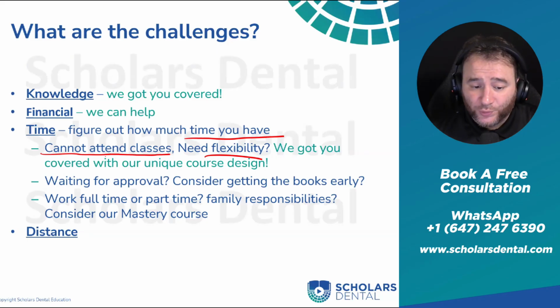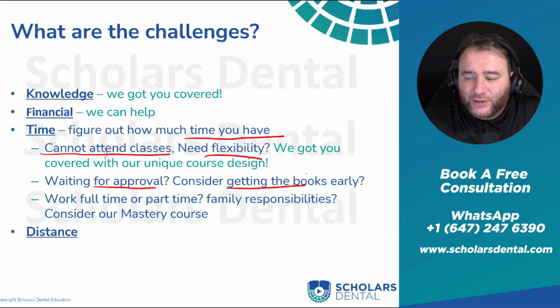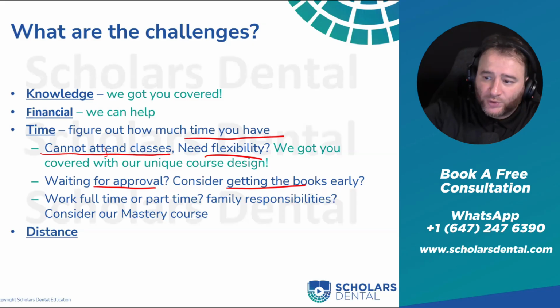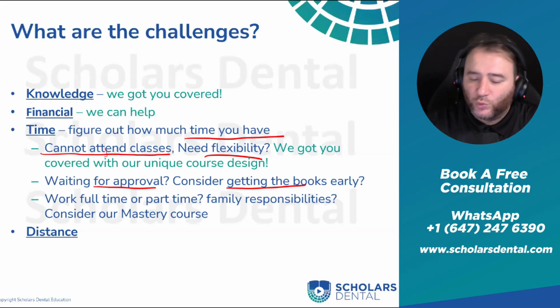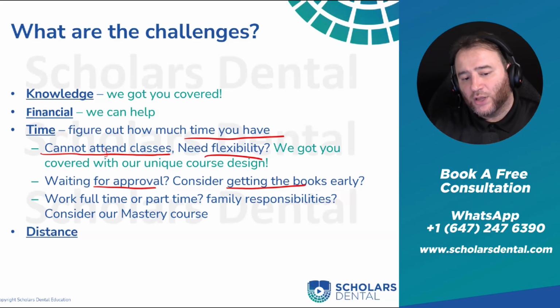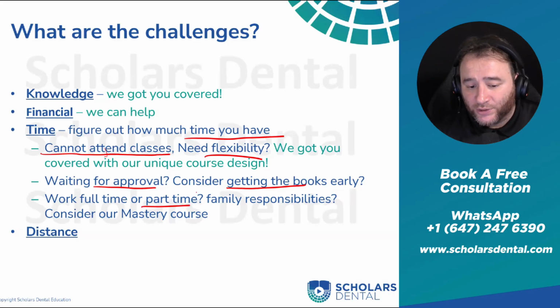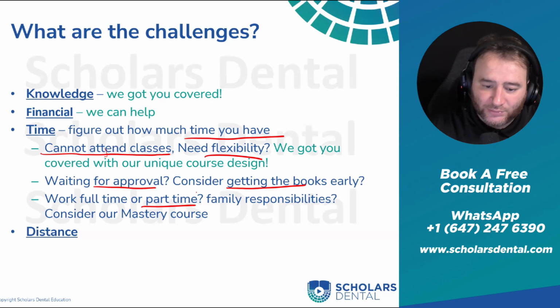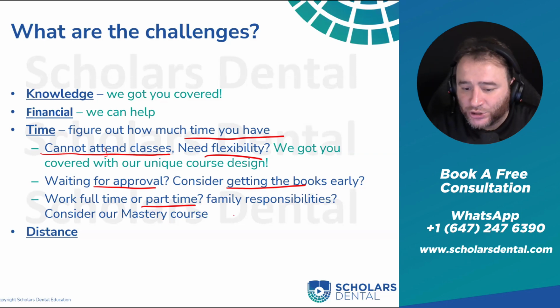If you're waiting for approval, you could even get the books early to start reading them and then get to the course. So if you want to take the 6 months course but want the books early, you could do that, which could make your studying kind of 9 months, but you're actually taking a 6 months course. If you're working full-time or part-time, that will be a factor we have to take into consideration. If you have family responsibilities, right? So we usually look at it as type 1 and type 2.